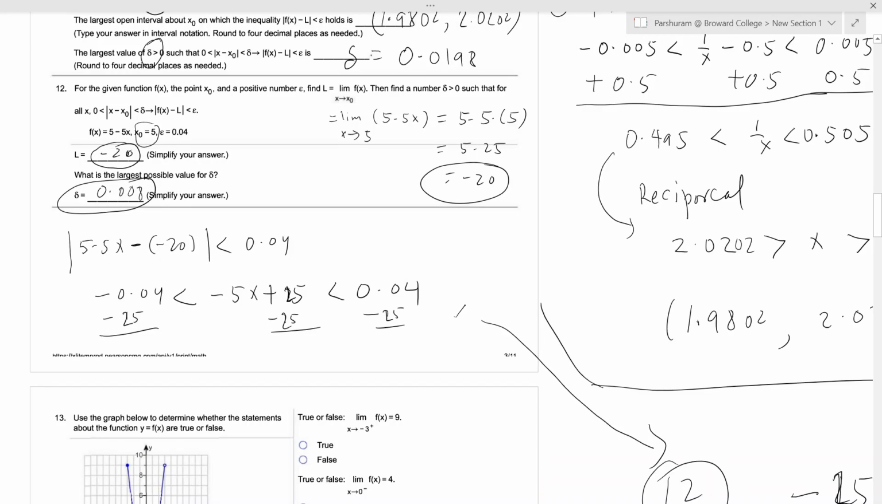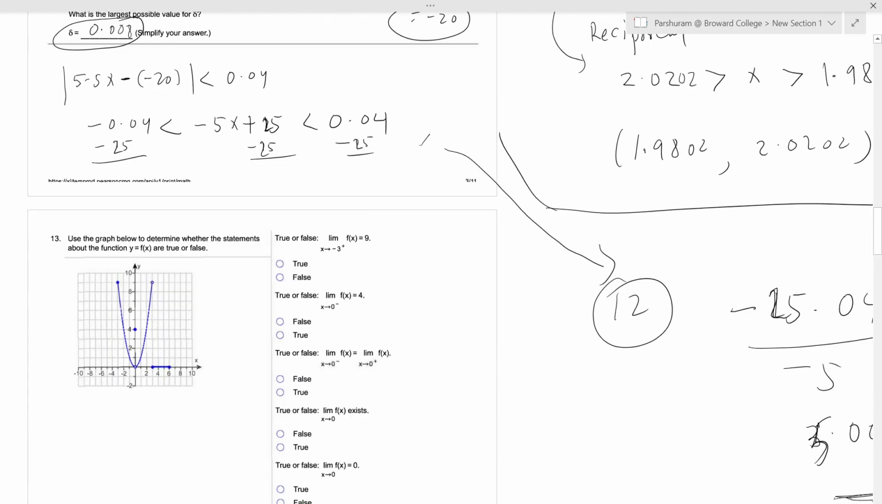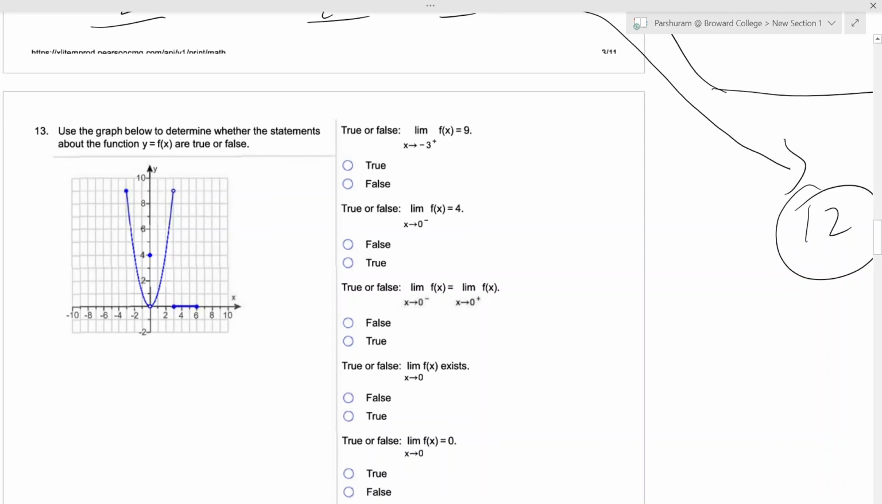Okay, so that's problem 12. Let's go to the next problem, problem 13. We have some true false questions. It's not going to take a long time here. Use this graph and say true or false.